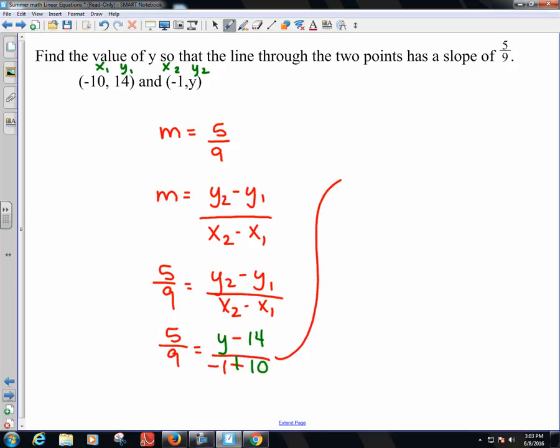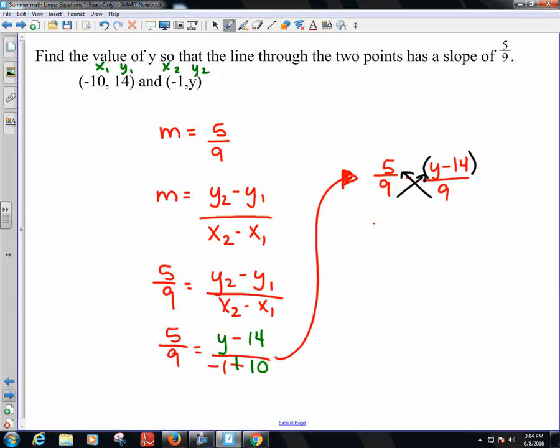I'm going to bring this over here and say that 5 over 9 equals y minus 14 over -1 plus 10 is 9. So I'm going to cross multiply. Now, some of you are looking at this and go, well, they both have the same denominator, which means that y minus 14 has to equal 5. And that's true for this case, but what if it's not true on your quiz? So I'm going to cross multiply. I'm going to multiply 5 times 9 and 9 times y minus 14. And I'm going to remember to put this in parentheses.